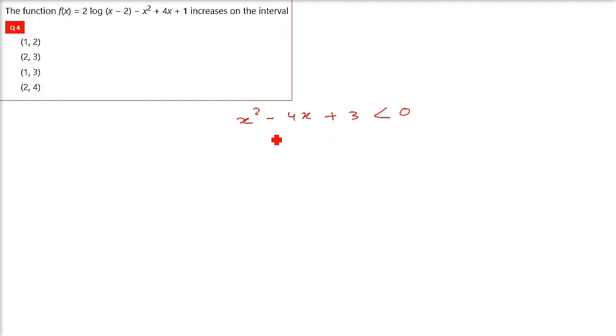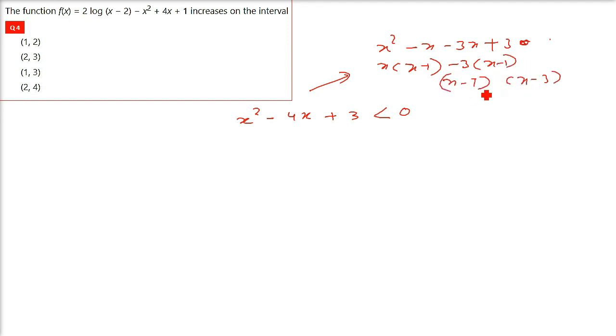Let us now take the roots. x square minus x minus 3x plus 3 equals 0. Now we'll not make it 0, we'll just find the factors. Taking x common from the first two terms and minus 3 from the last two, the factor will be x minus 1 into x minus 3. This is going to be 0 at x equals 1, and this is 0 at x equals 3. Now let us use the number line. It will be better to have the number line.